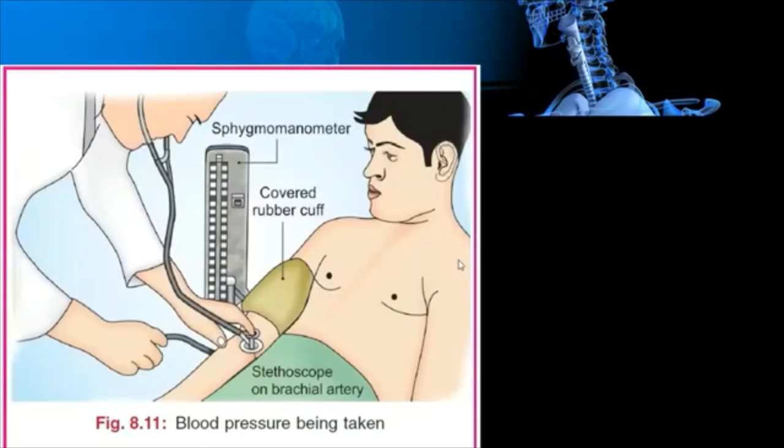This is the figure showing the doctor measuring the blood pressure of a patient. So we use a cuff at the level of the arm and put the bell of the stethoscope at the level of the brachial artery, so we can measure the blood pressure.